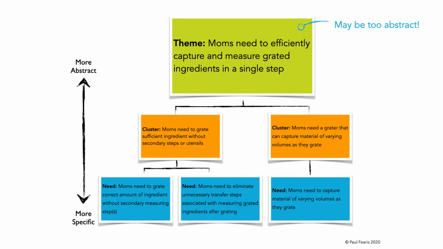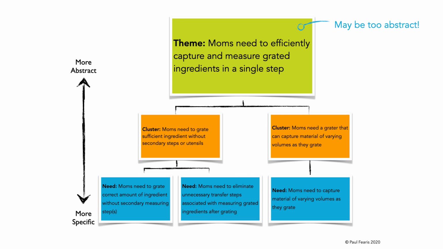Now, as I said, you can keep going and cluster up. So we could take mums need to grate sufficient ingredient without secondary steps or utensils, and mums need a grater that can capture material of varying volumes. We could roll those two and say mums need to efficiently capture and measure grated ingredients in a single step. And that might be fine to test at that level as well. Just be careful that you don't get to, mums need an all-encompassing grater that solves all their problems. That would be Cure World Hunger level. So the ladder of abstraction matters here.